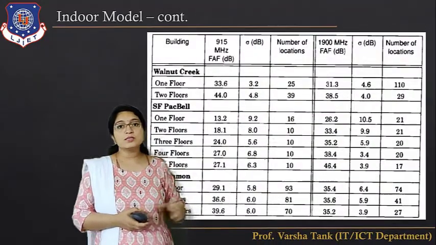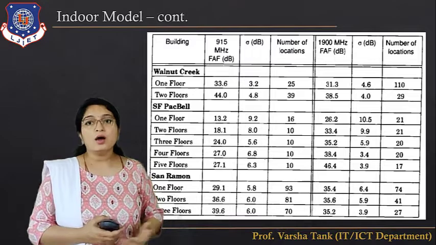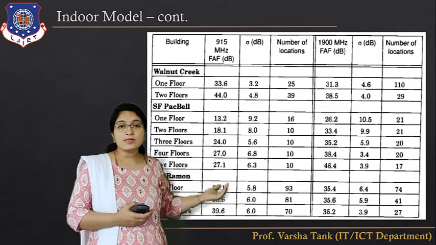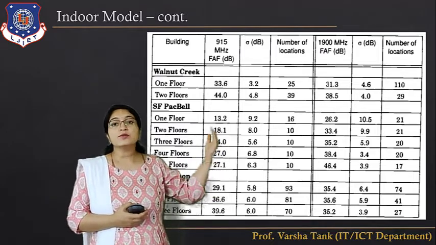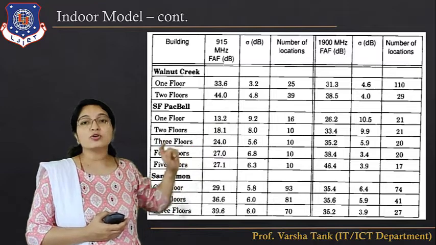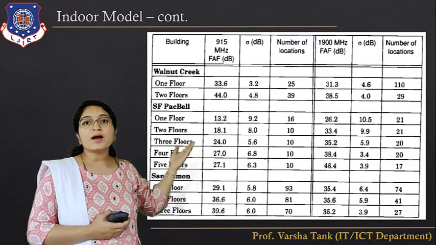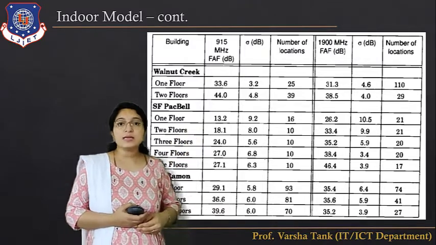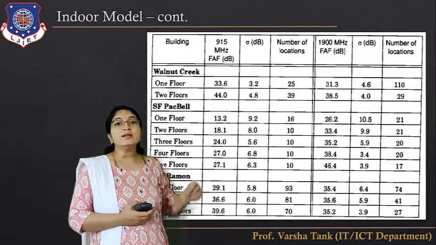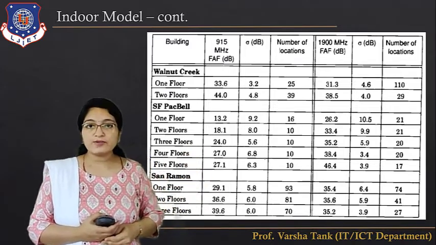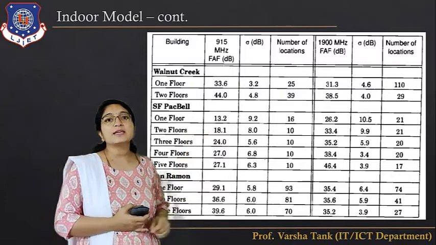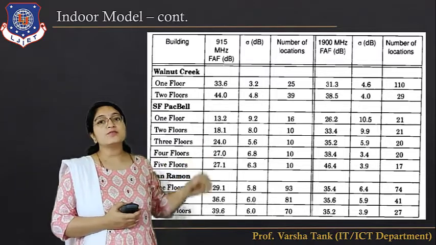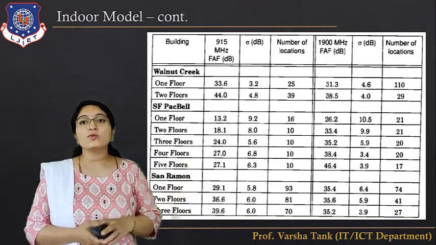Here you can see the different calculations of partition loss on the first floor, second floor, and so on, for different buildings based on frequency, showing how much loss is given. Suppose the Walnut Creek building is there. On the first floor at the 915 megahertz frequency, 33.6 dB is there, and sigma is given as 3.2, and the number of locations is also given, 25. If the frequency is changed to 1900 megahertz, then the partition loss will be different, which is also given. So this is defined for different floors: first floor, second floor, third floor, etc.